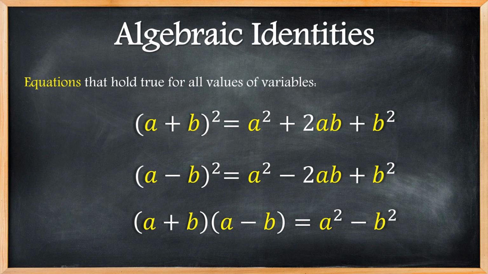Second identity, the square of the difference of two terms. The expression a minus b squared expands to a squared minus 2 times a times b plus b squared. The negative sign in the middle term appears because we are multiplying negative b by a and negative b by itself.